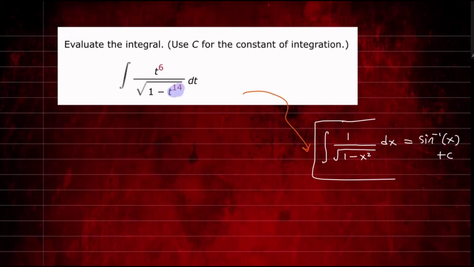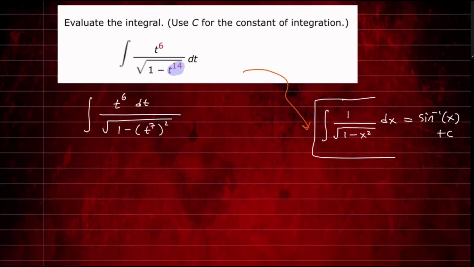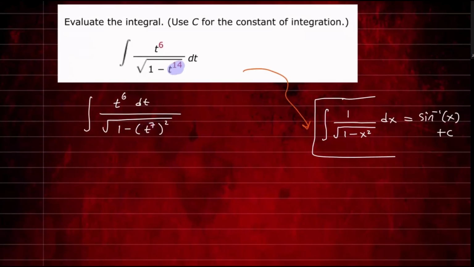I'm going to go ahead and rewrite it as a power of 2. So we can rewrite it as the integral of t to the 6 dt over the square root of 1 minus something squared, so that it matches this form. So we'll have to do t to the 7th, because by laws of exponents, this is t to the 14th power. Okay, so that works. So now this becomes your u. So we'll make our substitution. Let u be equal to t to the 7th.